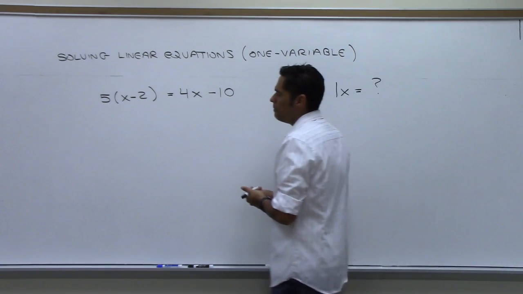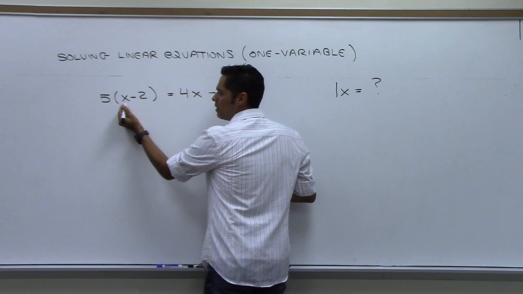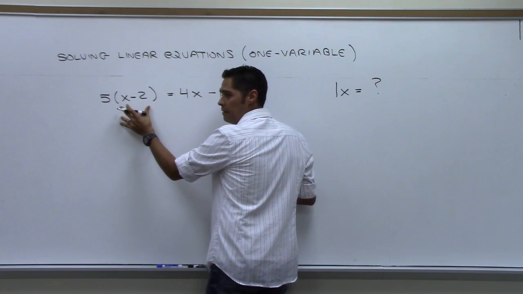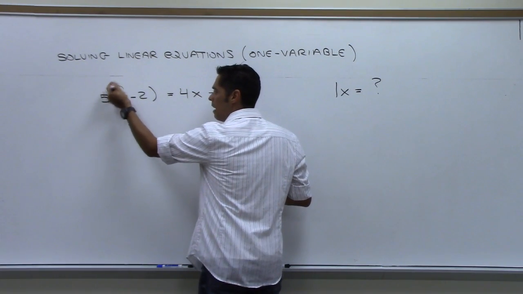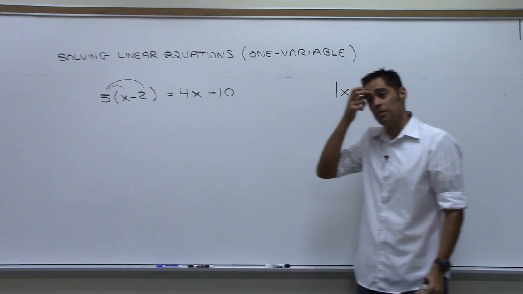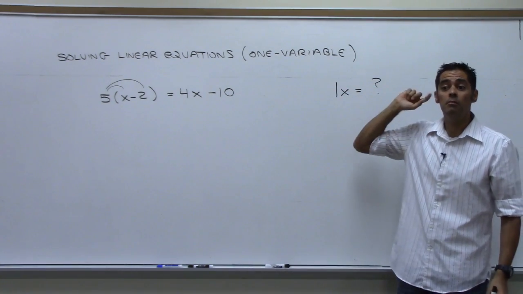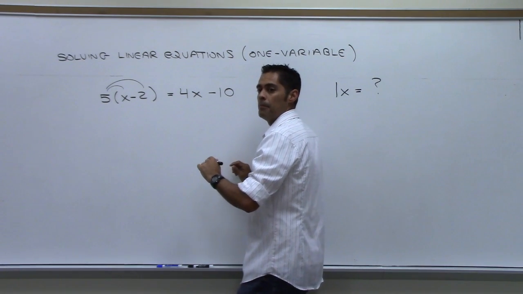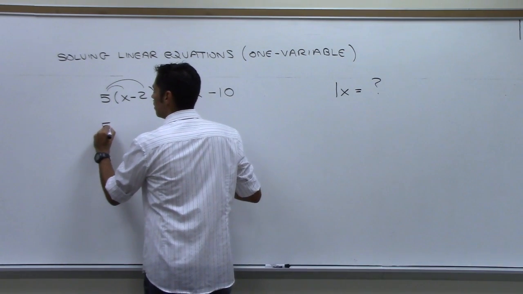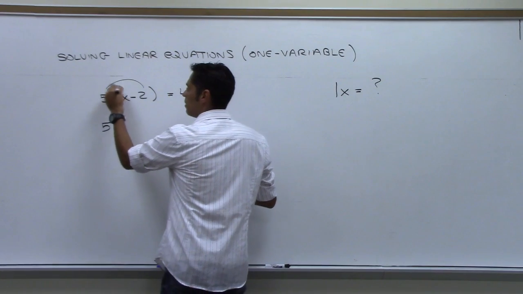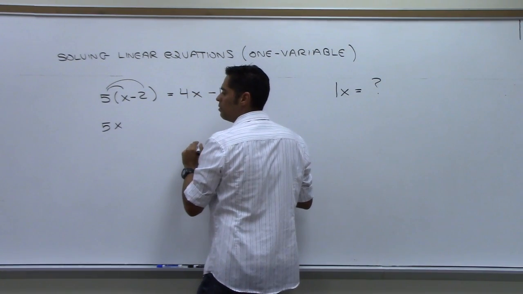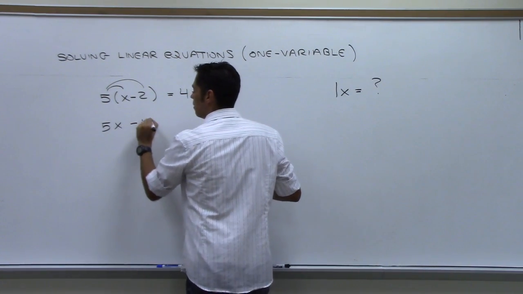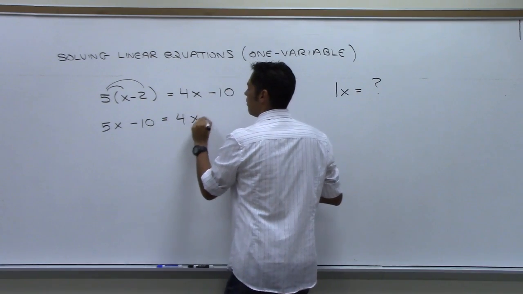So here's what I'm going to do. I'm going to try and first release this x from the parenthesis, right? To do that, I will distribute the 5 through the parenthesis. So this is multiplication through. 5x, that's 5 times x. What's 5 times negative 2? Negative 10. And then you just rewrite everything like this.